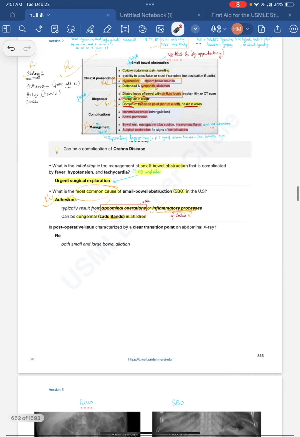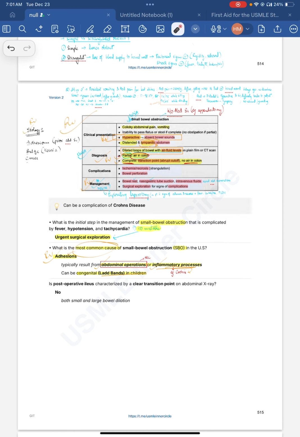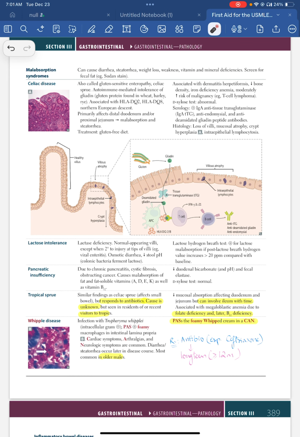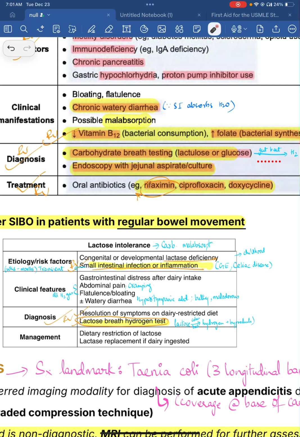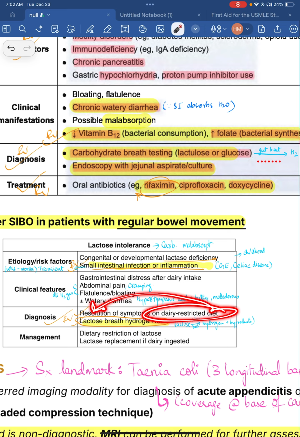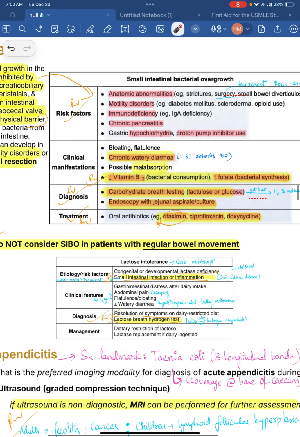That is it for small bowel obstruction. Before we end this module, there are two more conditions that we need to discuss. First is lactose intolerance, that is due to congenital or developmental lactase deficiency. Small intestine infection or inflammation can also cause lactose intolerance. After dairy intake, if the patient has GI symptoms, then it is lactose intolerance. Diagnosis: dairy restricted diet resolves the symptoms, and lactose hydrogen breath test. Management is dietary restriction of lactose, lactase replacement if dairy is ingested.